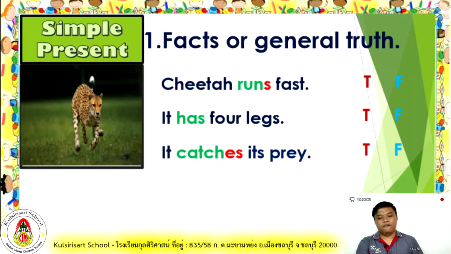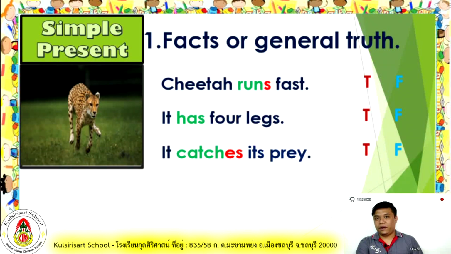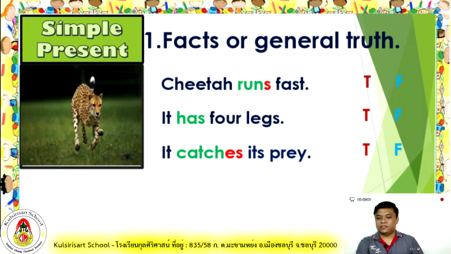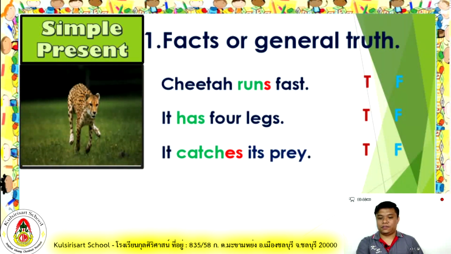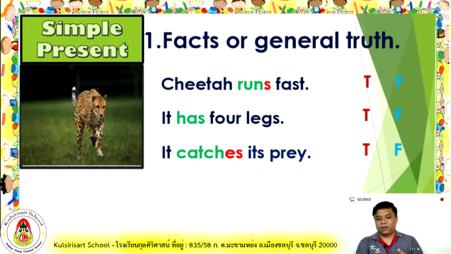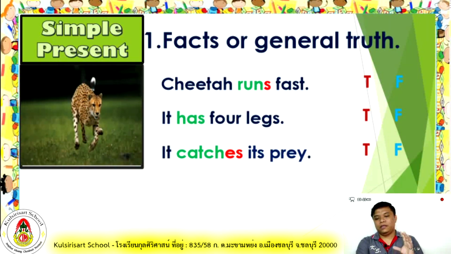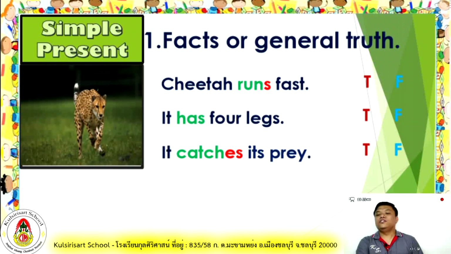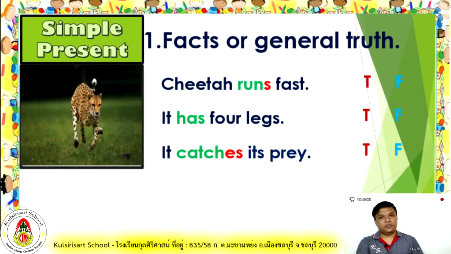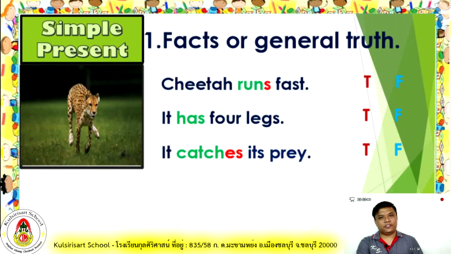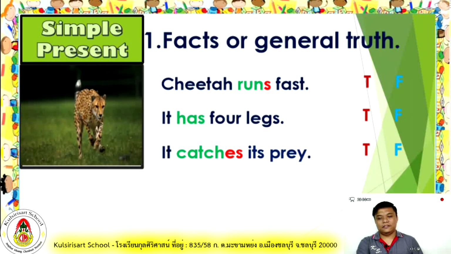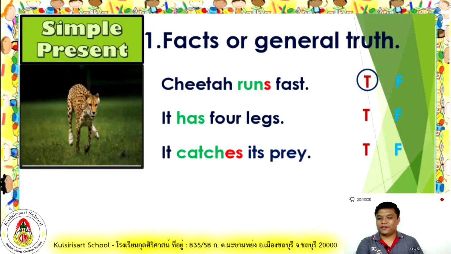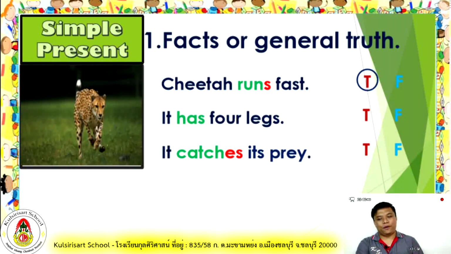Cheetah runs fast. Are they running fast? Look at the photo. Cheetah runs fast. Is it true or false? Maybe in this video it's running slow, but in actual fact, cheetah runs fast, right? It's one of the fastest animals in the world. Circle the T if it's true, and circle the F if it's false. It's true. So, it's a general truth. So, it's in simple present form.